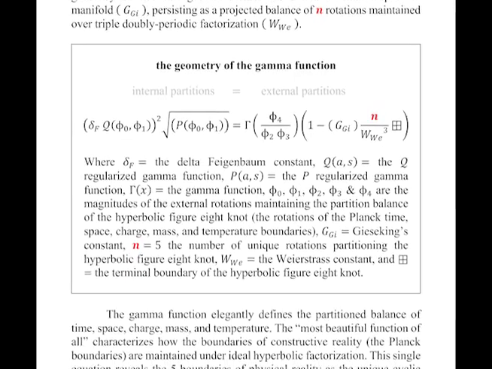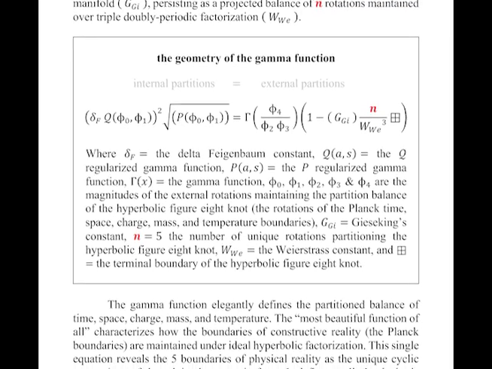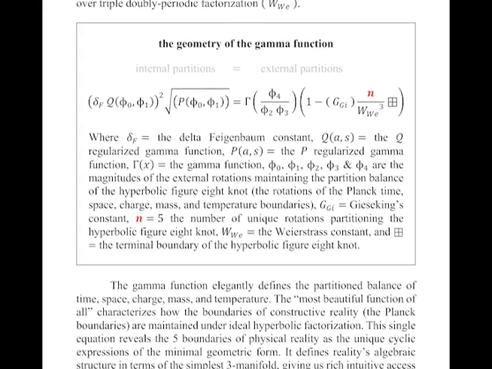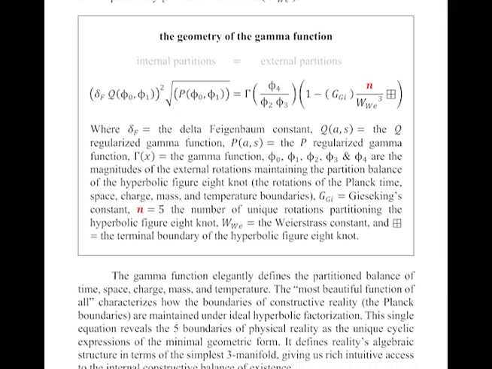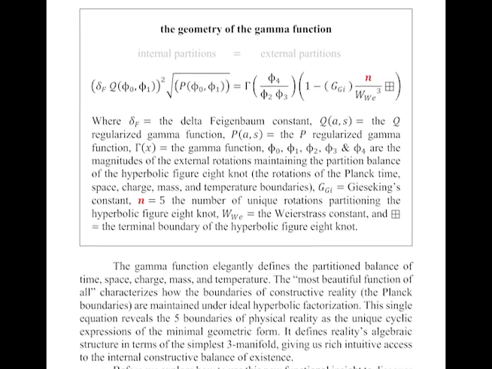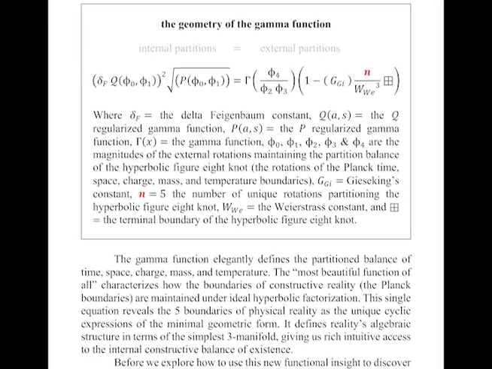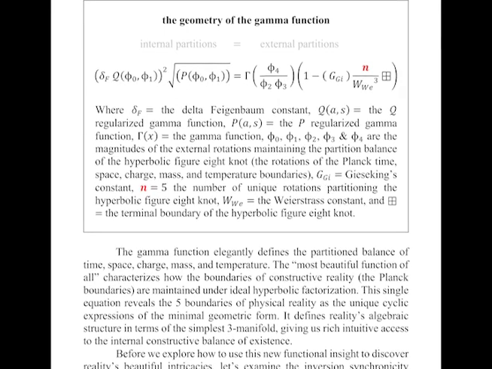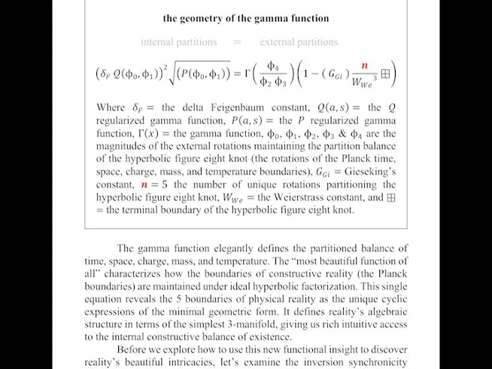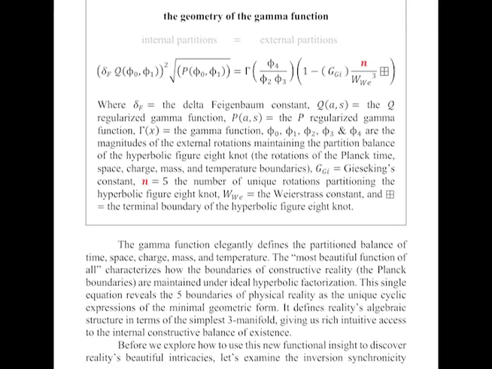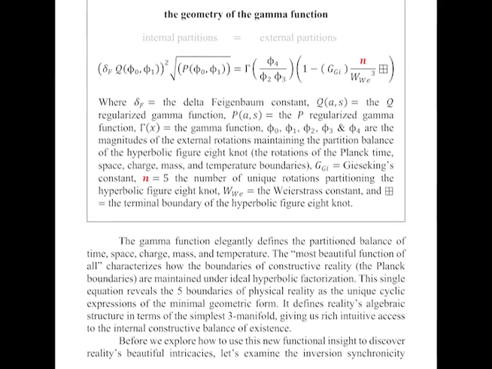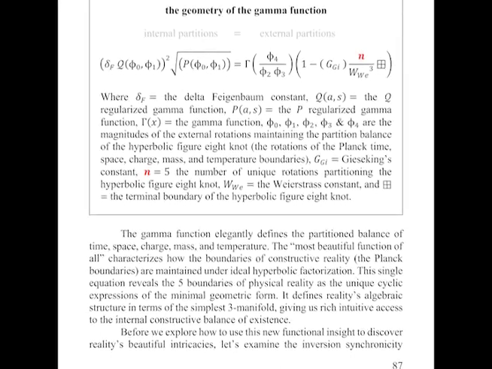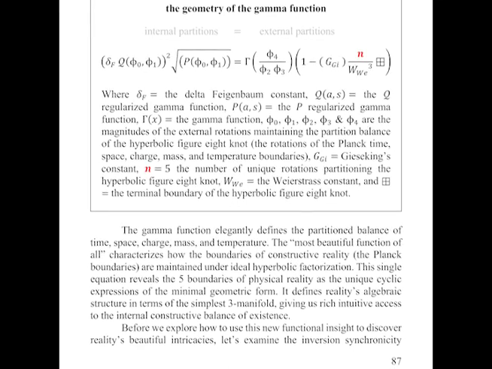The gamma function elegantly defines the partition balance of time, space, charge, mass, and temperature in one single trivial geometric factorization balance. The most beautiful function of all characterizes how the boundaries of constructive reality, the Planck boundaries, are maintained under ideal hyperbolic factorization. This single equation reveals the five boundaries of physical reality as the unique cyclic expressions of the minimal geometric form. It defines reality's algebraic structure in terms of the simplest three-manifold, giving us rich intuitive access to the internal constructive balance of existence.